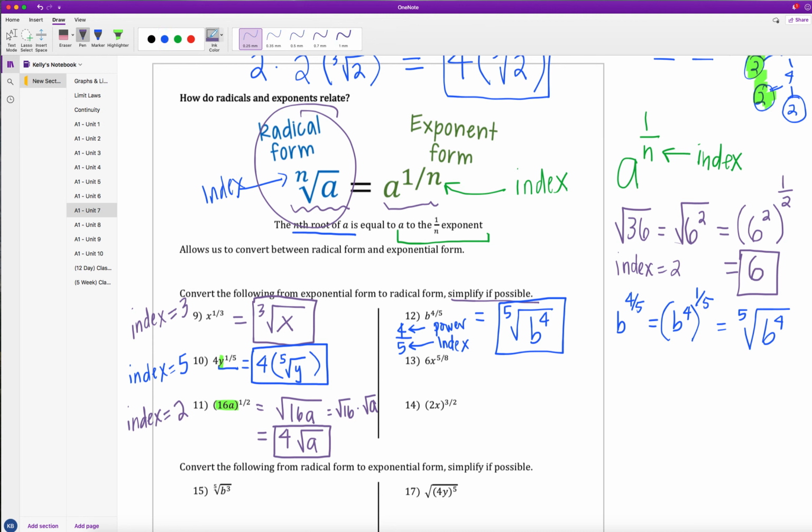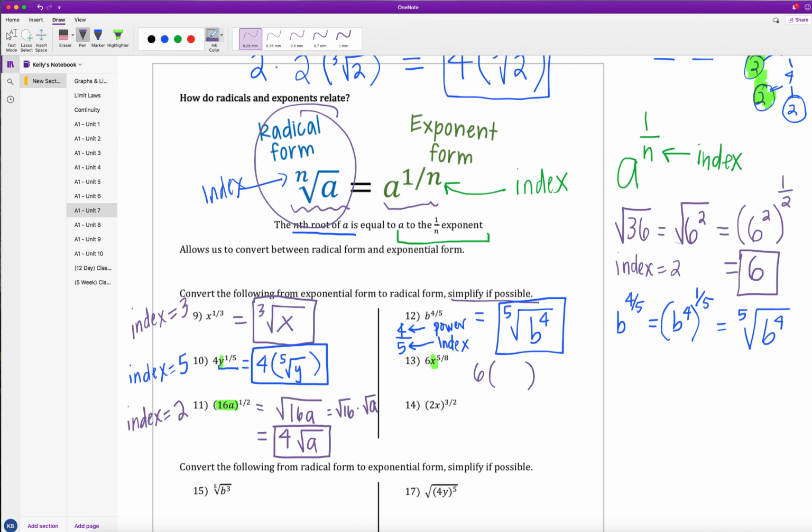Okay, let's look at 13. So 13 says 6 times x to the 5/8. So we have a coefficient, so we have to make sure, is that coefficient being raised to the exponent or is it not being raised to the exponent? In this case, the 6 is not being raised because there is no parentheses. So the 6 will just kind of be part of my final answer. I'll get 6 times something. And we're going to figure out what that something is.